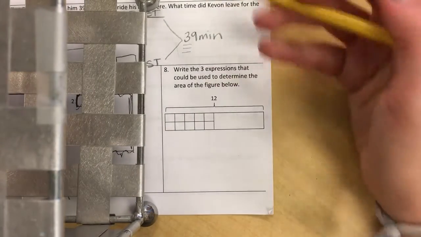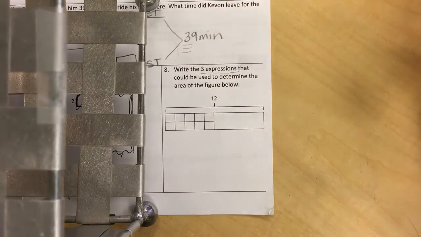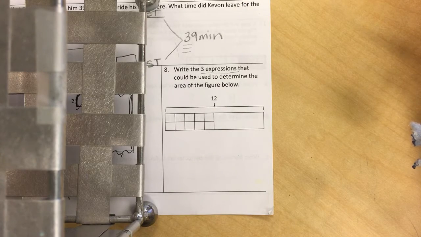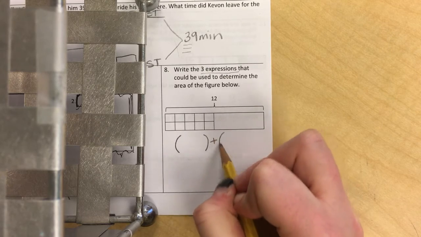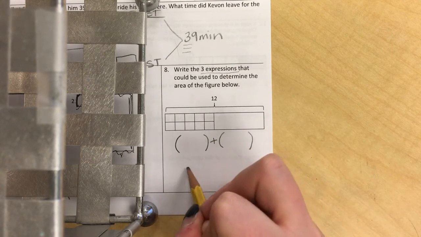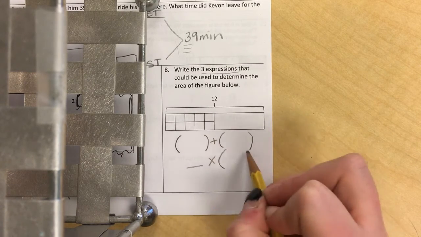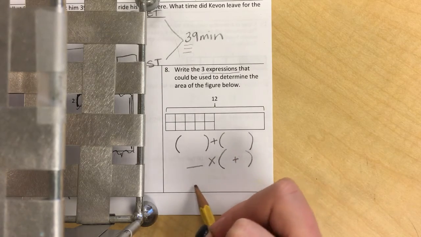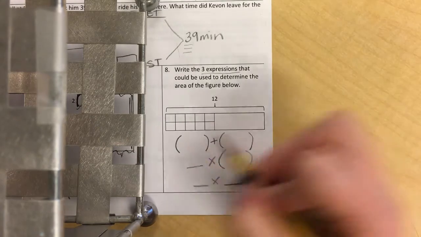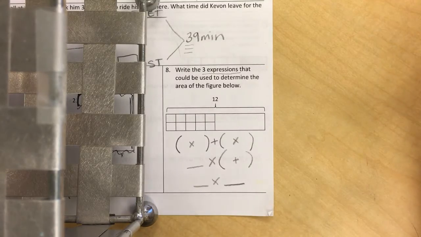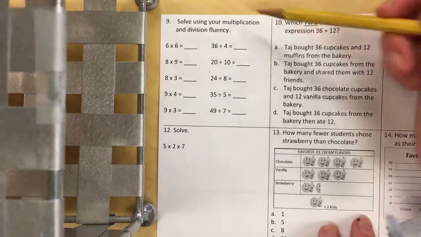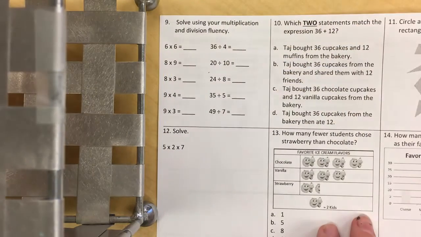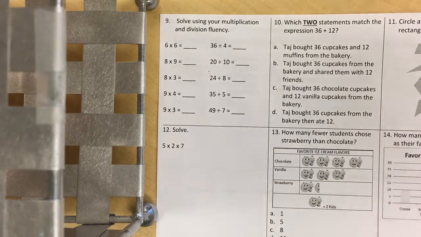Number 8, we need to write 3 expressions that could be used to determine the area of the figure. So I'm just going to set you up for what these should look like, and then you guys can fill in from there. Number 9, I'm going to also let you guys solve those because we really need to get good at memorizing them. We'll go over those in class.